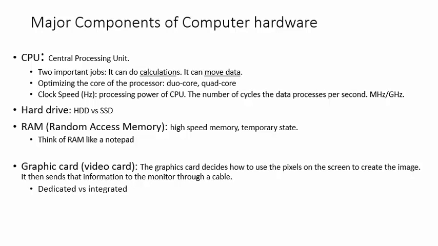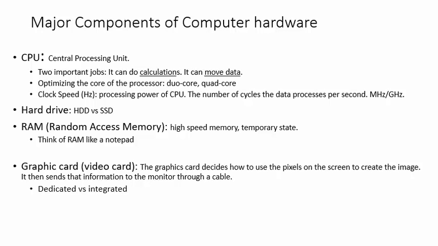And in terms of measuring the power or speed of the CPU, we use hertz, clock speed in other words. So that will indicate the number of cycles the data can be processed per second. If you have a megahertz, meaning that it executes about 1,000,000 cycles per second. If you have a gigahertz, that's a billion cycles per second. So that's how fast the CPU can execute the data.